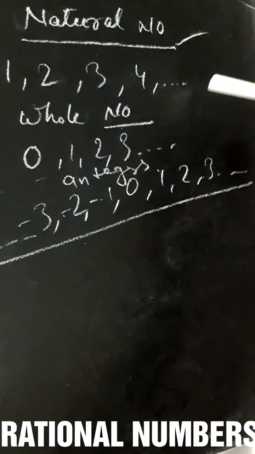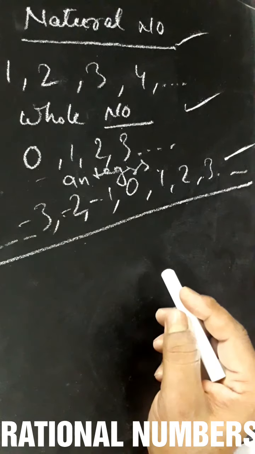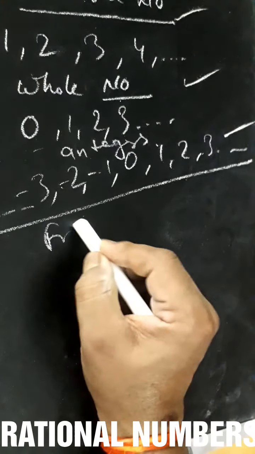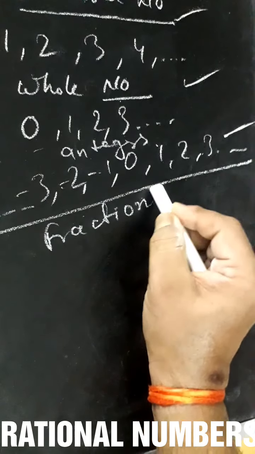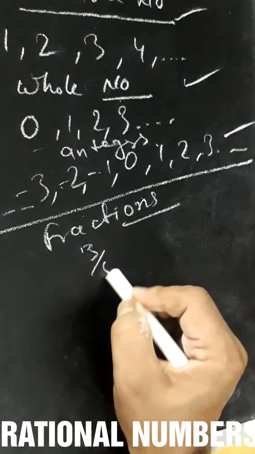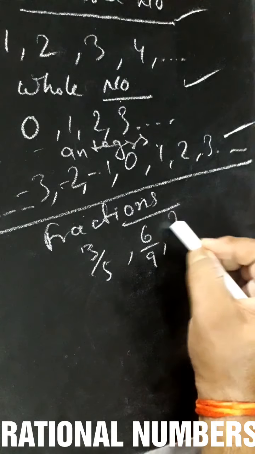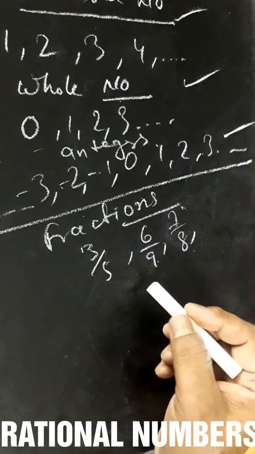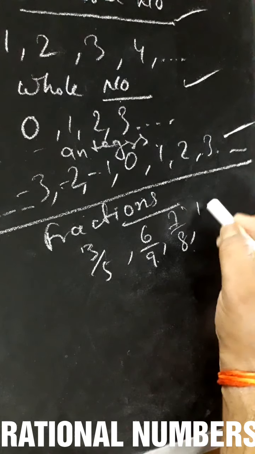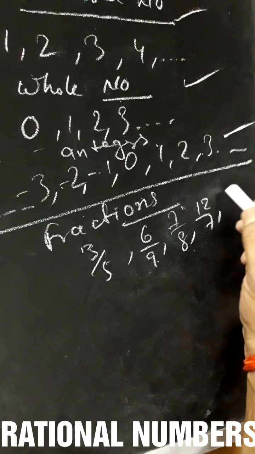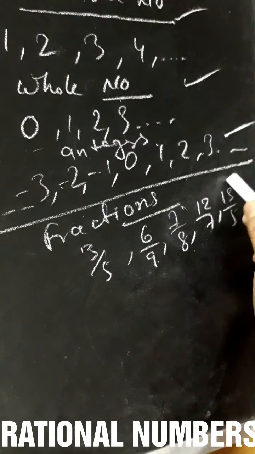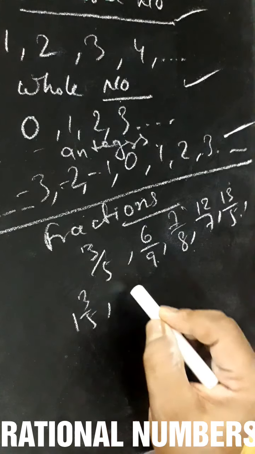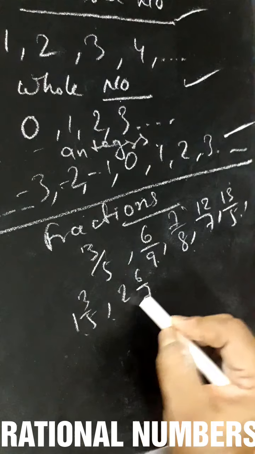Now, we have seen natural numbers, whole numbers, integers, and we are also familiar with fractions. 3 by 5, 6 by 9, 7 by 8 are called proper fractions. If we write 12 upon 7, 13 upon 5, these are improper fractions. 1 3 by 5, 2 6 by 7, these are mixed fractions.